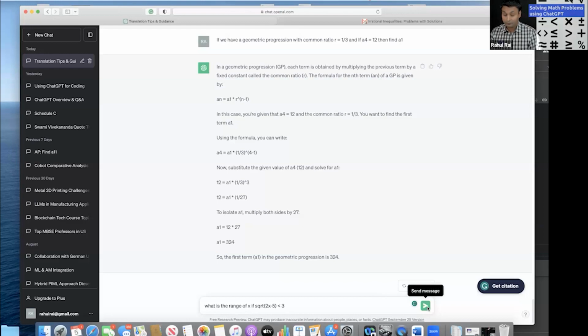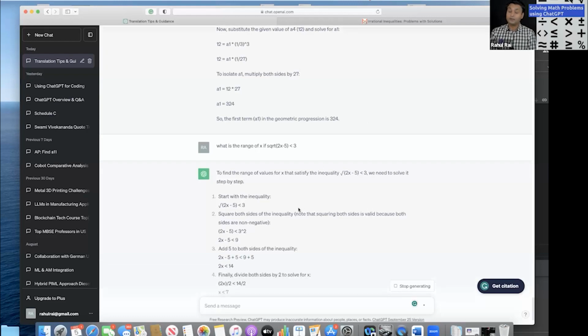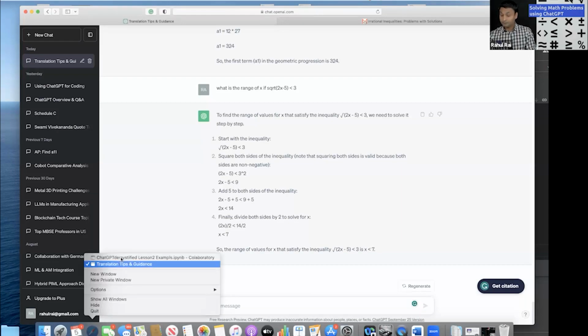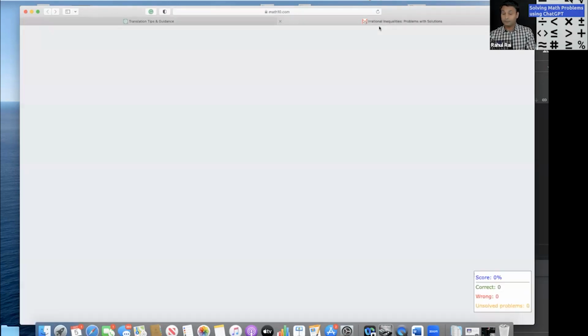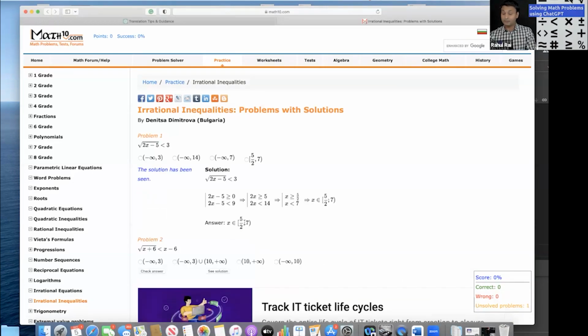Now, when we gave that as a sequence problem, it solved it. But let's see whether we have more complex problems like inequality and finding the ranges. So it gives us the answer that the range is x less than or equal to 7. Let's check whether that answer is correct or not. Okay, so let's see the solution. The answer is that the range is between 5/2 and 7.